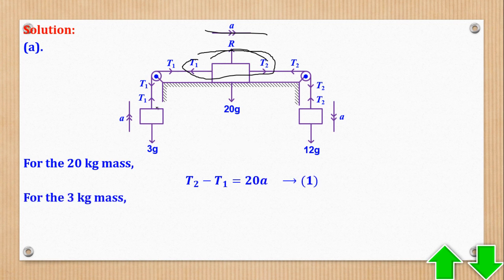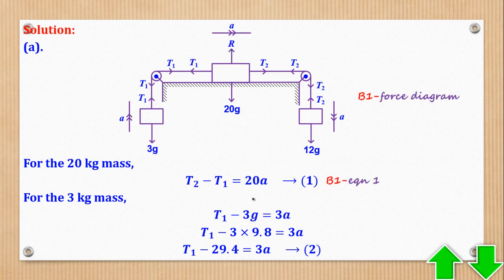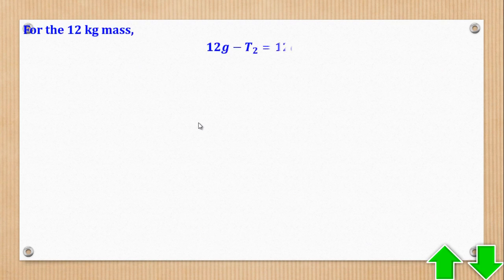For the 3 kilogram mass, upward, meaning we are interested in this, T1 is bigger than 3G, so T1 minus 3G is equal to 3A. Substitute for G, you get equation 2. Then for the 12 kilogram mass, it is downward, so we're interested in this. 12G is bigger than T2, so it will be 12G minus T2 is equal to 12A. Substitute for G to get equation 3.